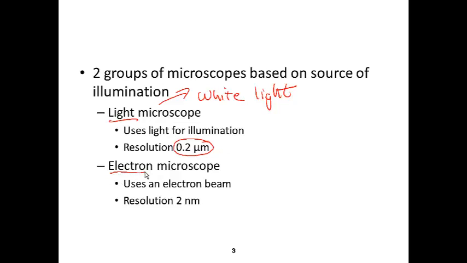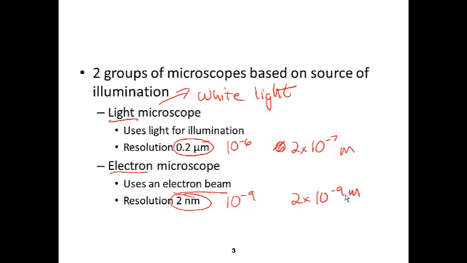If you want to see something smaller than 0.2, then we resort to an electron microscope, which uses an electron beam to excite the specimen. That resolution is much more powerful, going all the way down to 2 nanometers. So a micrometer is 10 to the negative 6. A nanometer is 10 to the negative 9. So what we have here is 2 times 10 to the negative 7 meters, and here we have 2 times 10 to the negative 9 meters. So you can see the electron microscope is about 100 times more powerful from a resolution standpoint than a light microscope.